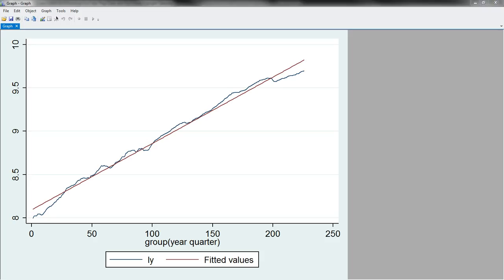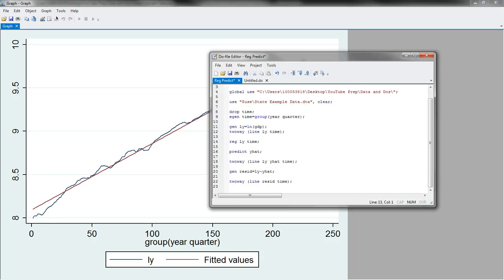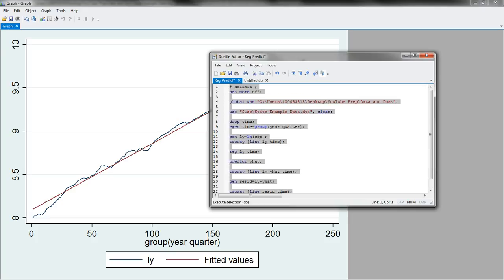So to do that, I'm going to go back into my do file, and I'm generating the resid. You can call this whatever you want. You can call it e, error term, whatever you want to call it. I'm just calling it resid, so I know it's the residual of my regression. And then it's going to be equal to ly minus y hat, so the actual values of y minus the predicted values of y from our regression. And then I'm just going to graph how the residuals look over time. Go ahead and do that.